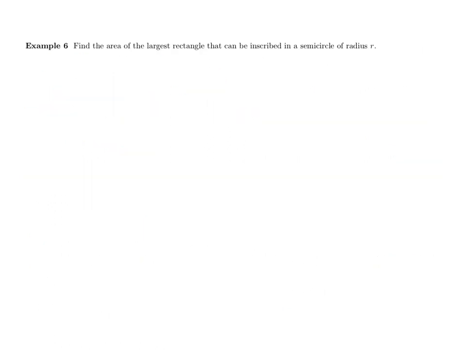And finally, in example 6, I want to find the area of the largest rectangle that can be inscribed in a semicircle of radius r. All right, so for this one, I think it might be nice to do this in the xy plane. That way, it'll be easy to set up equations that we can work with. To say we have a semicircle of radius r means I could draw a picture like this. So here's my semicircle.